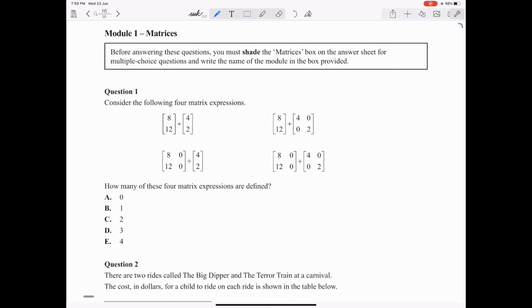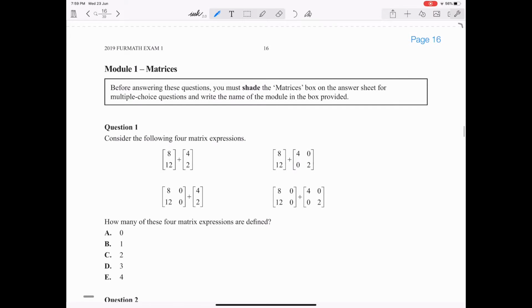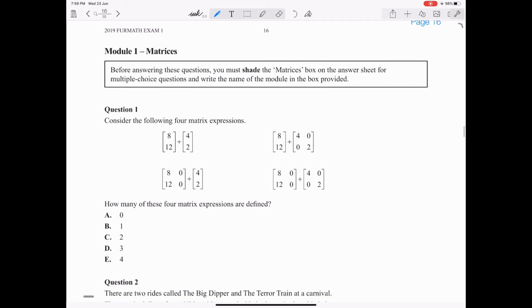Hi everyone, so today I'll be going through the matrices section of the 2019 exam 1. So question 1, consider the following four matrix expressions. How many of these four matrix expressions are defined?